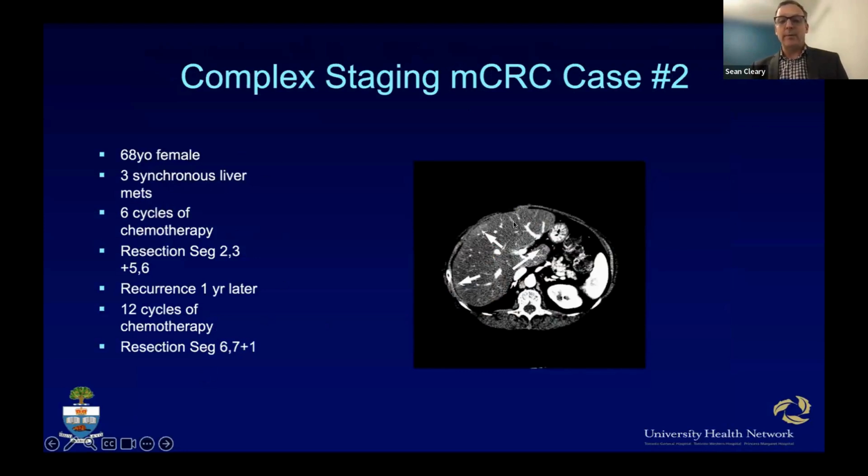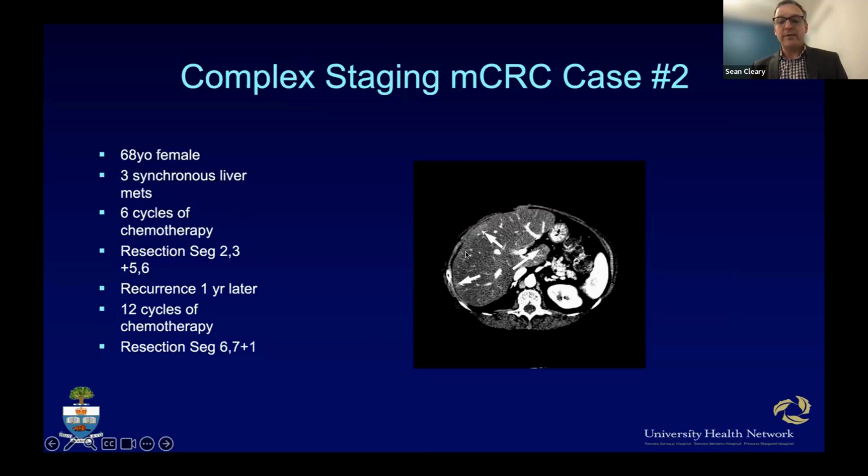And here's a woman that you can see has had a fair bit of chemotherapy, 6 cycles of chemotherapy, but she was also probably a little bit larger woman. She initially had a resection and then came back a year later with additional lesions, received 12 cycles of chemotherapy before someone actually thought to send her to a surgeon.